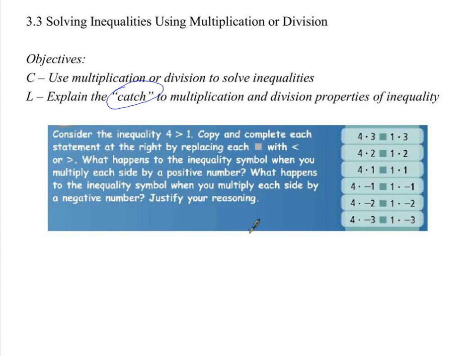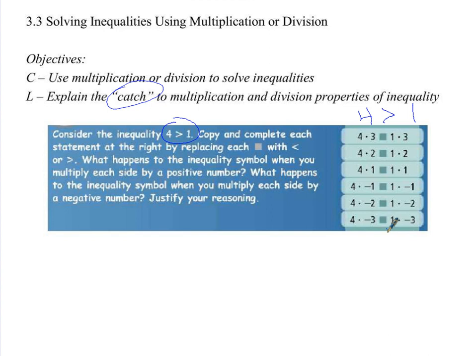On your note packet, the copier printed it really dark, so it's kind of hard to tell what's going on, but consider the inequality 4 is greater than 1. Is that true? Okay. Then we're going to go through this table and notice on each side what's happening. We have 4 is greater than 1 to begin with. Now we're going 4 times 3, 1 times 3, so we're multiplying both sides by 3. Then multiplying both sides by 2, by 1, by -1, by -2, by -3. Each time we're decreasing the amount that we're multiplying by 1.